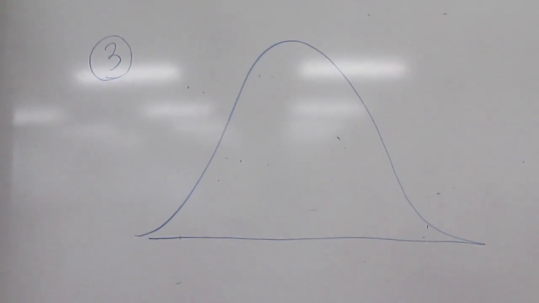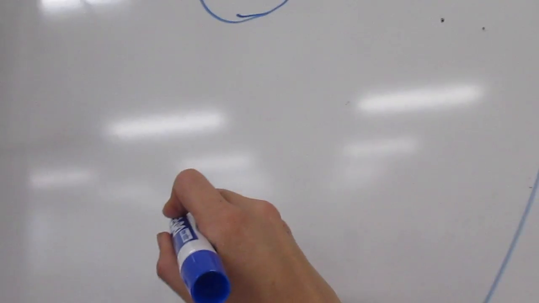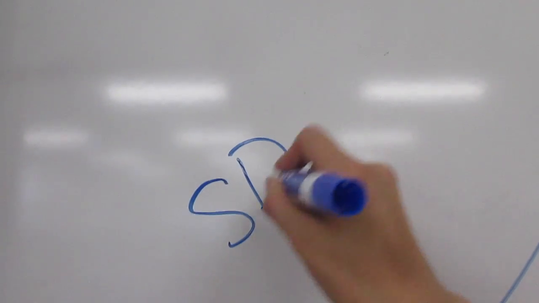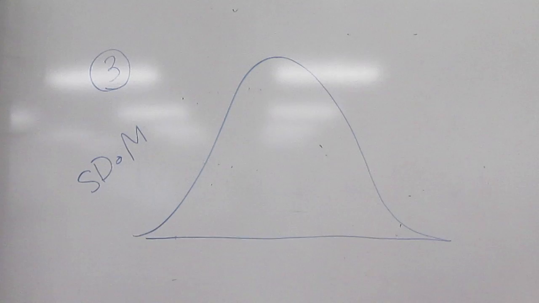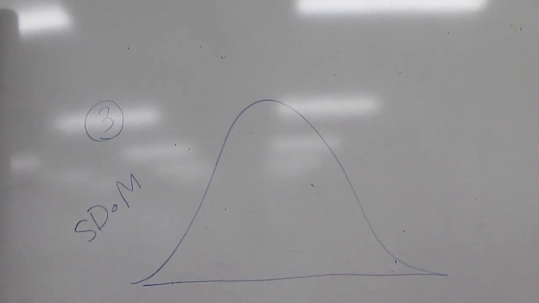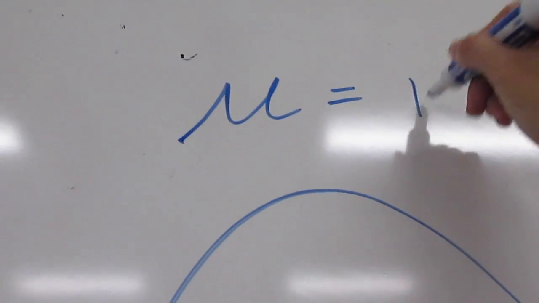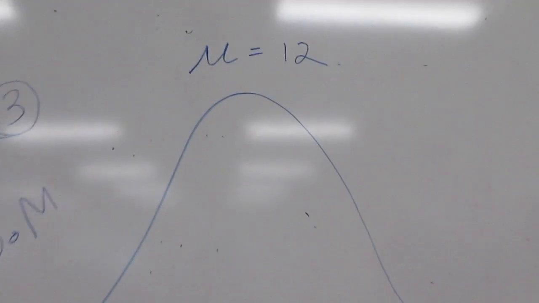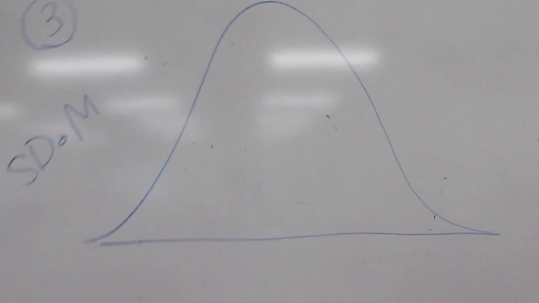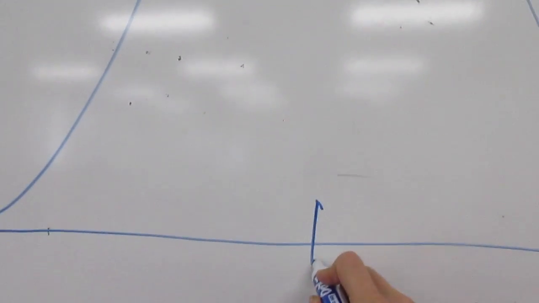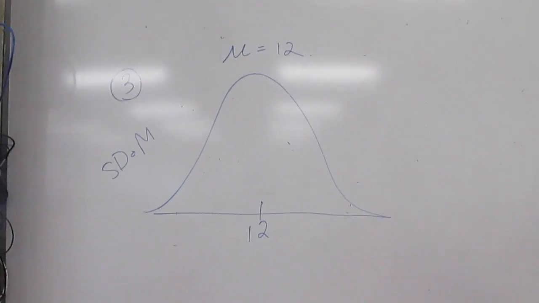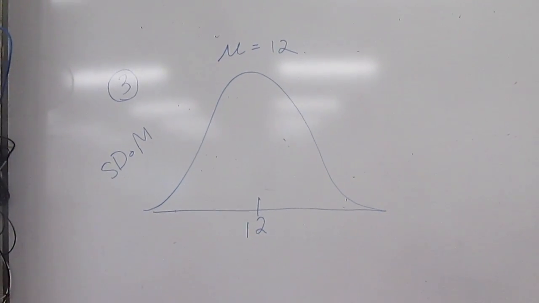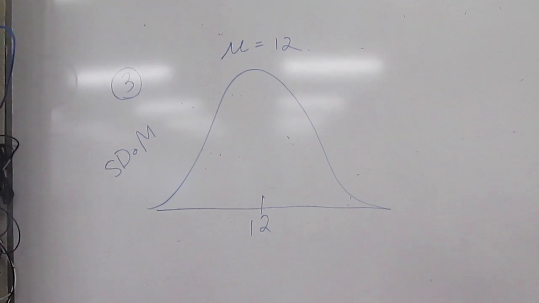All right, so here's our SDOM. I'm going to write SDOM on the side so that I can always keep track. And these are all the possible means that could have been drawn from our null hypothesis population. So I'm going to write that up here: mu equals 12. From that, I know the mean of this sampling distribution thanks to the central limit theorem, because the mean of the population is the same as the mean of the SDOM.